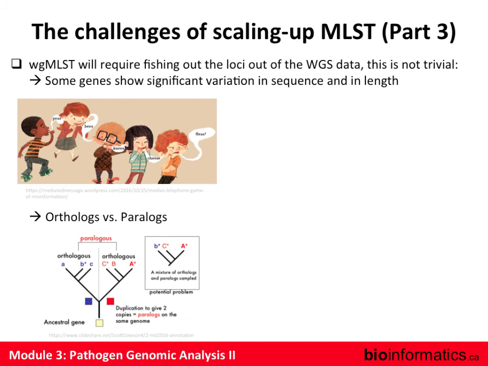There are other problems. One is the fact that genes are not nicely behaved. Certain genes are nicely conserved, and they don't vary in length. They primarily vary in terms of sequence polymorphisms, like SNPs, or minor insertions and deletions. Other genes are quite variable in length. Those are really problematic to deal with because ultimately, when we're trying to fish out the data bioinformatically by homology, it becomes really difficult to figure out what you're looking for on genes that are quite variable. So those are problematic.